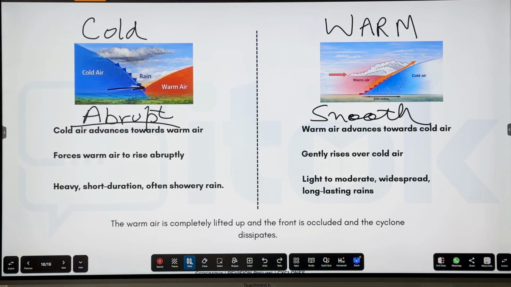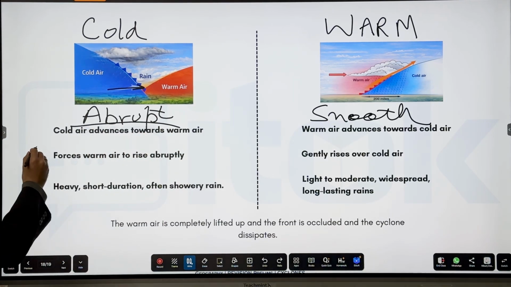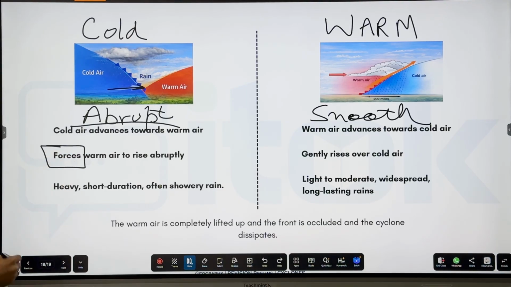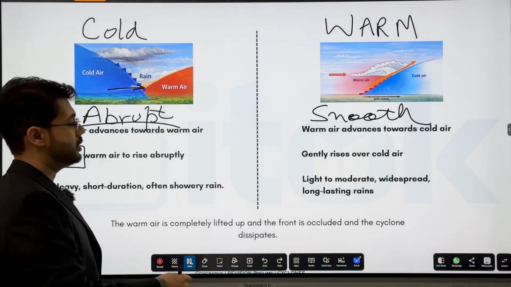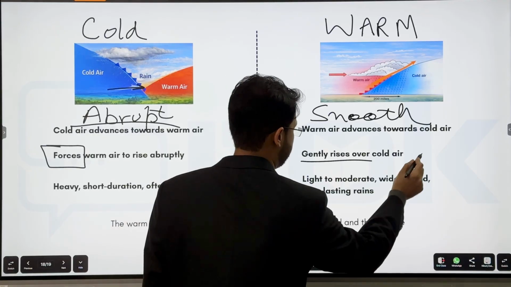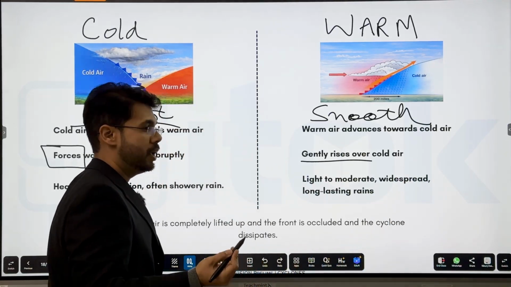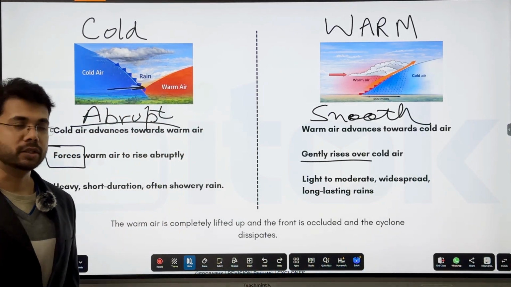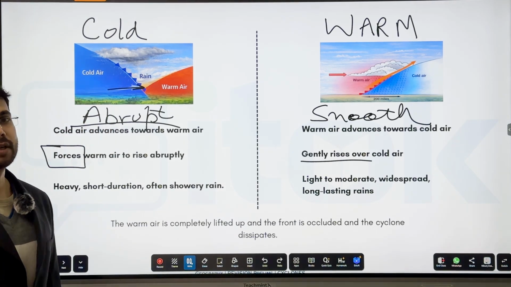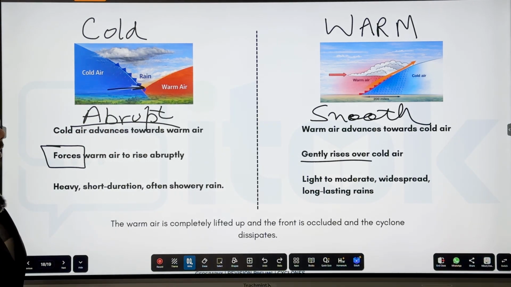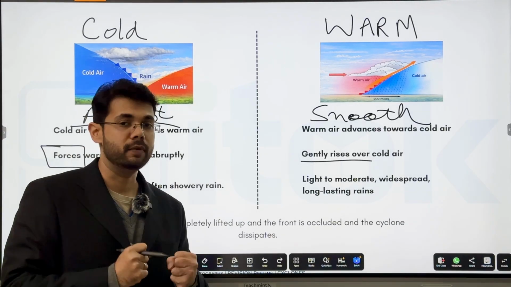So cold air advances towards the warm air. It forces warm air to rise rapidly, creating thunderstorms and rain. But this gently rises over the cold air, forming light rains and good conditions. So a little bit of sunlight as well, perhaps. So that's how cold front and warm front start fighting and start behaving with each other.